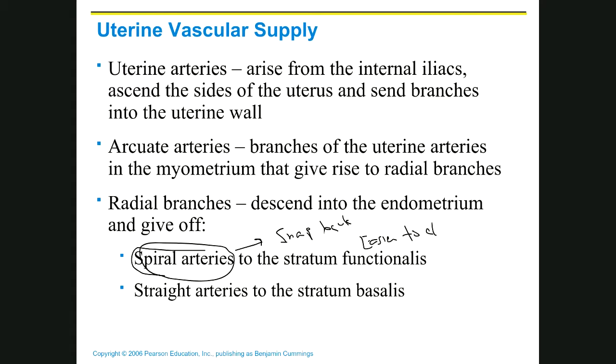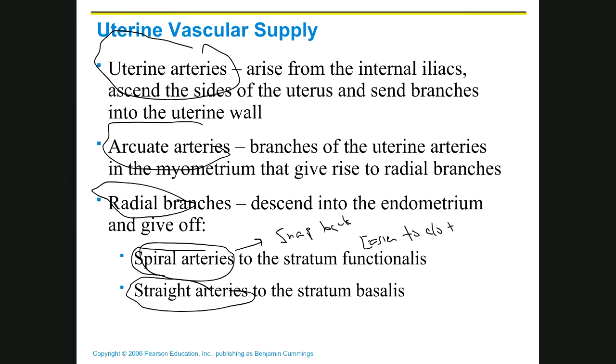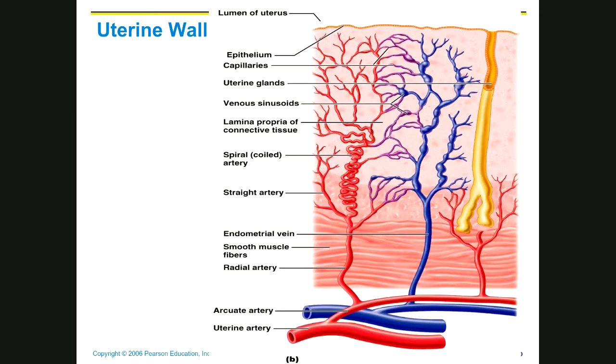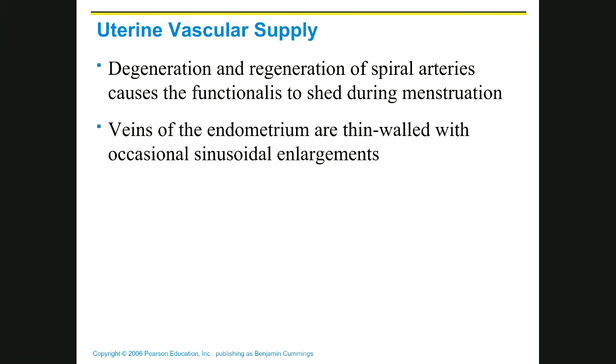So we have very large arteries going to the uterus, and then they branch, then they branch again, and then they branch again. And then finally, these little arteries, which go to the stratum basalis, give rise to the spiral arteries. So there's our uterine artery, and there's our arcuate, and there's the radial arteries, and then here are the little straight arteries, and there's the spiral arteries. Any questions?